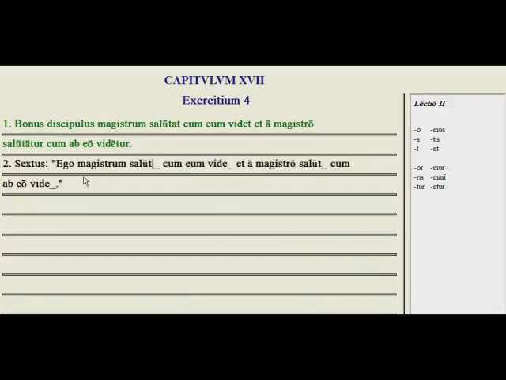Sextus says, ego magistrum salut. So I greet the teacher when I see him, and I am greeted by the teacher when I am seen by him. So we have the active and the passive. Ego magistrum saluto, cum eum video, right here, the first person singular. And by the teacher I am greeted, salutor, cum ab eo, when I am seen by him, videor.